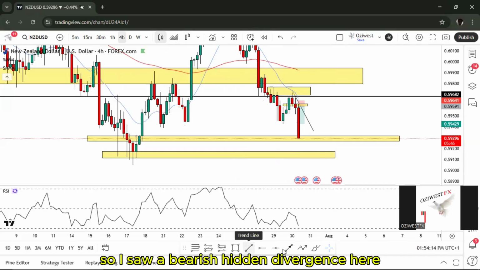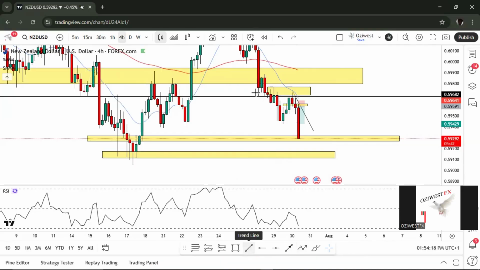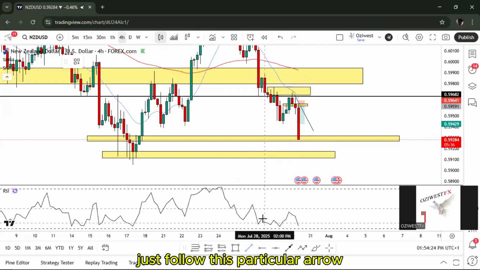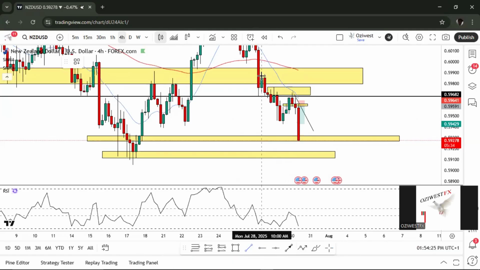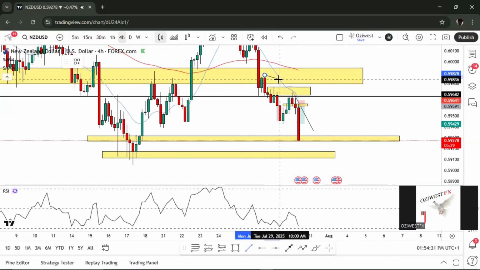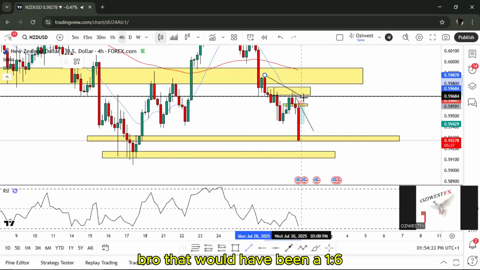So I saw a bearish hidden divergence here. I also look at divergences sometimes. From this candlestick here, from this point, if you just look down, just follow this particular arrow. From here to here, then this thing is still melting. Bro, that would have been a 1:6.